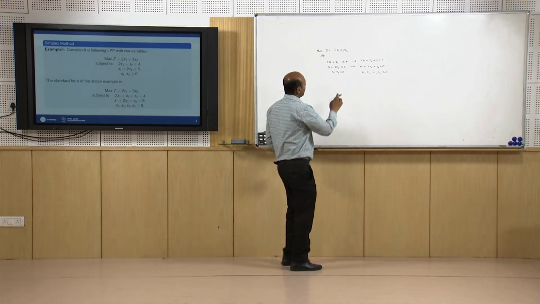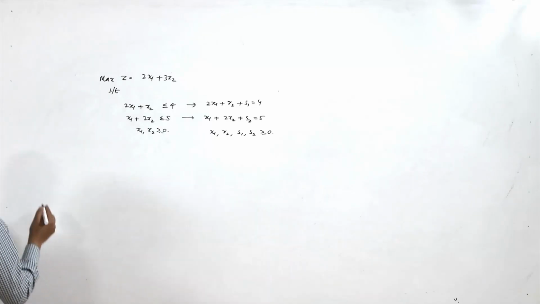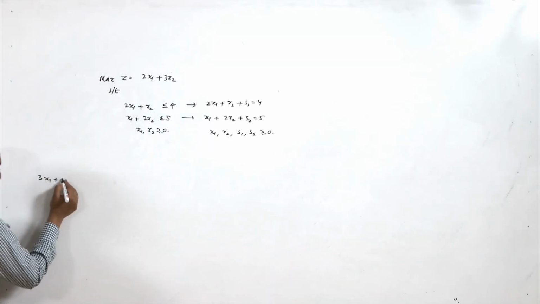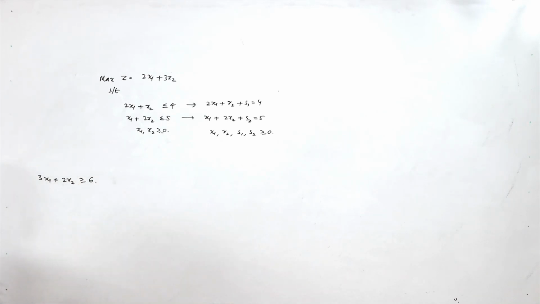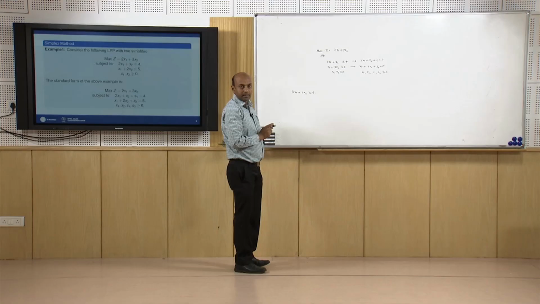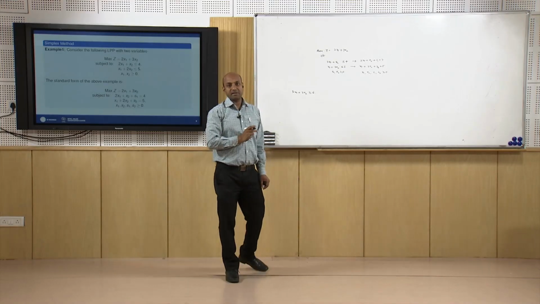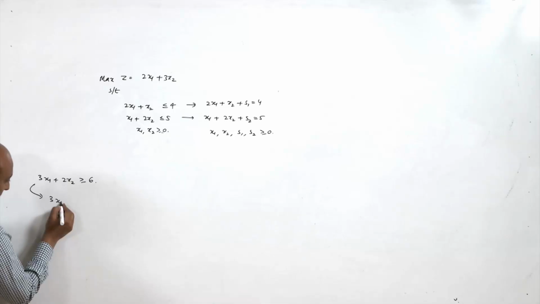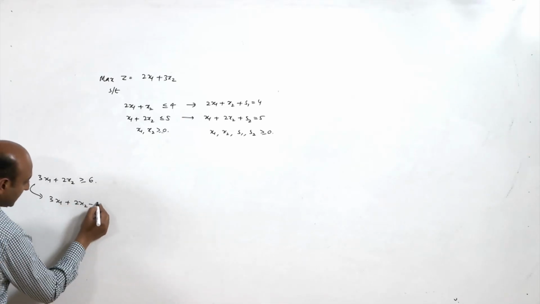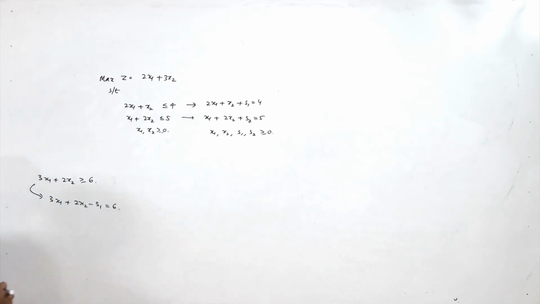If we have a greater than or equal to type constraint, suppose we have 3x1 plus 2x2 greater than or equal to 6, then to make it an equation, we subtract a variable which we call a surplus variable. So, we can write 3x1 plus 2x2 minus s1 equal to 6, and this s1 here is called a surplus variable.